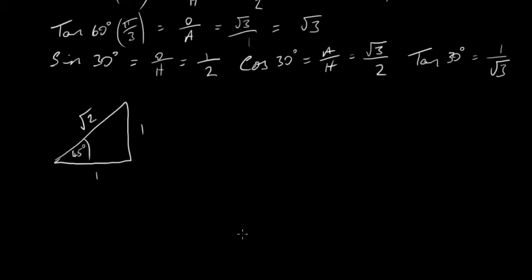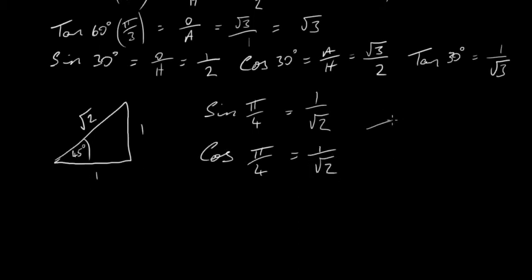So if we look at 45 degrees, the sine of 45 degrees, or the sine of pi over 4, is going to be the opposite over hypotenuse, which is 1 over root 2. The cosine of pi over 4 is going to be the adjacent over the hypotenuse, so that's going to be 1 over root 2 as well. And the tangent, or the tan of pi over 4, or 45 degrees, is going to be 1 over 1, which is just 1. So that's the sine, cos and tan of 45 degrees, 30 degrees and 60 degrees.